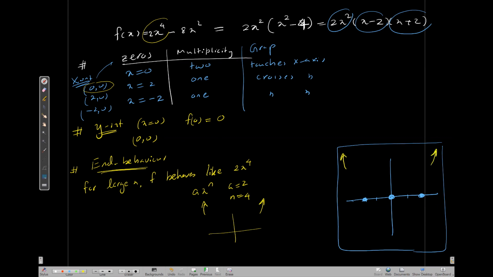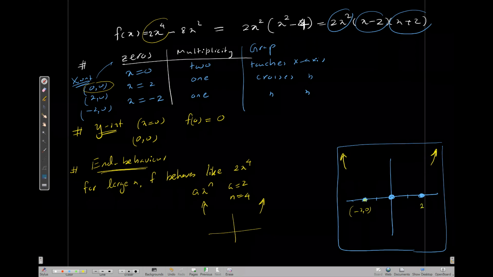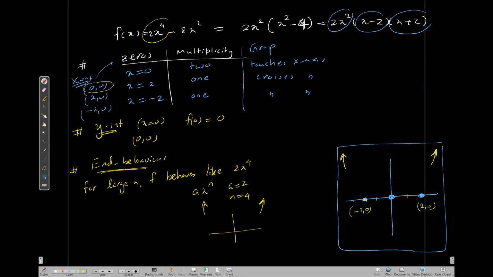Now it's all about combining. At this point, negative 2, 0, and here 2, 0, they must cross, right? See here, it crosses. It's not touching. So it crosses, comes like this, and from here also we have 2, 0, see it crosses.